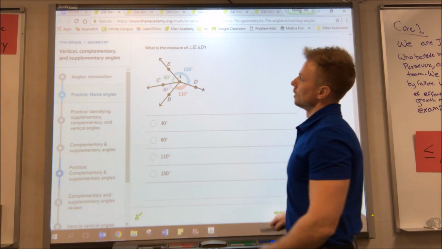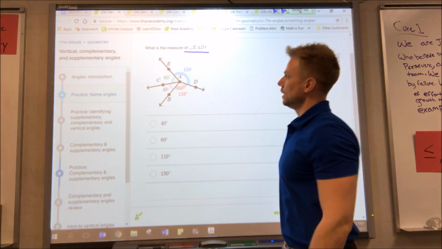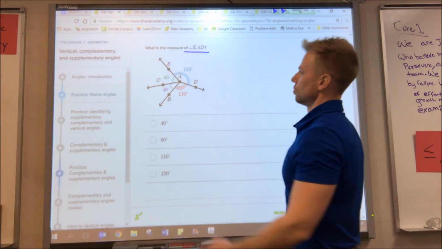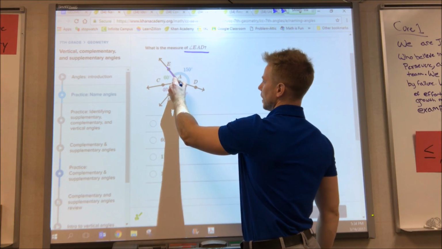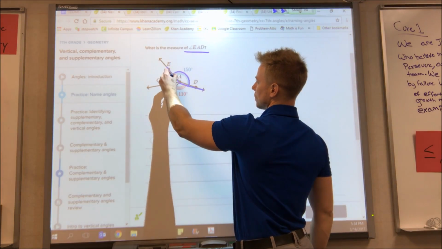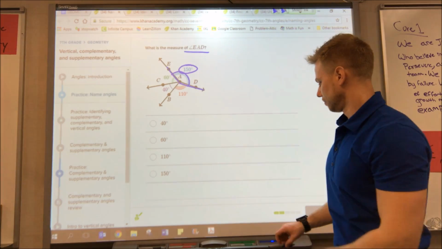All right, we need the measure of angle EAD. So we'll follow those letters again. E to A to D gives us this angle here, which is 150 degrees.